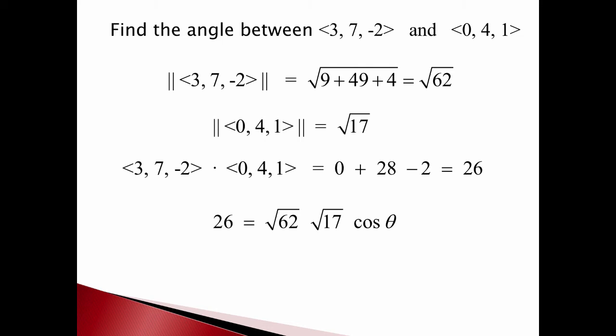So I just take the two square roots to the other side, and I get that the angle between them has to be the inverse cosine of 26 over the square root of 62 times the square root of 17. By the way, on an exam, of course, you wouldn't have a calculator. So how do I find the inverse cosine of this ugly number? You just leave it like that. That's a perfectly good answer. You don't have to try to find the cosine of some ugly angle. You just have to leave it as an inverse cosine of whatever it is.